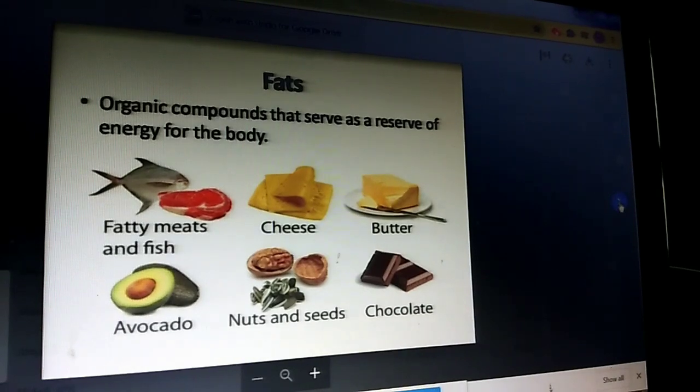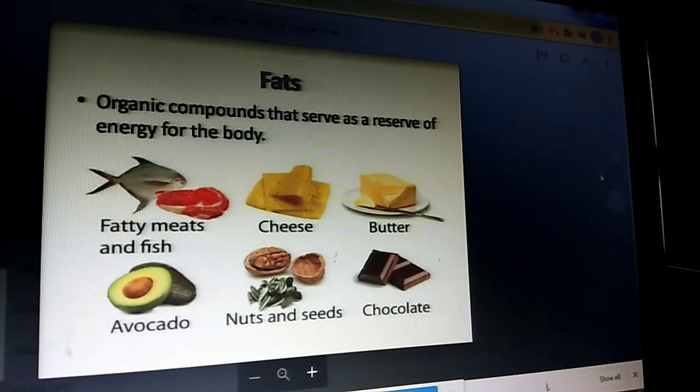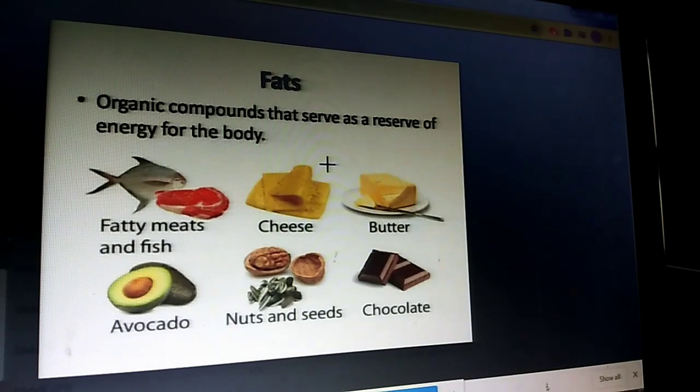These are all organic substances: carbohydrates, fats, proteins. These organic compounds serve as reserve food for energy. Our energy needs are readily met by eating carbohydrates. Fats will be the stored energy in the body. So whenever necessary, this fat material will give the energy.